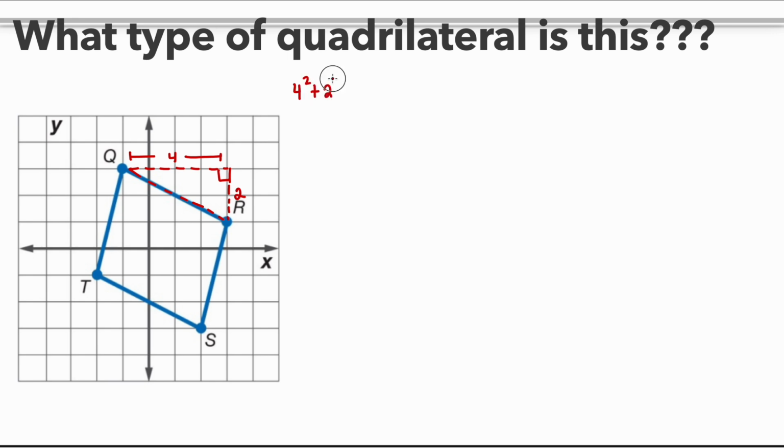4 squared plus 2 squared is going to give me QR squared. 16 plus 4 is 20. So to find QR, I have to take the square root. So I know that QR is the square root of 20. So I need to do the same thing with TS. So I'm going to draw a right triangle. Same thing. I get 4 and I get 2. Automatically I know that's going to be the same thing then.